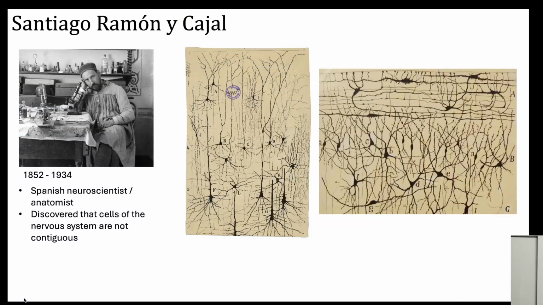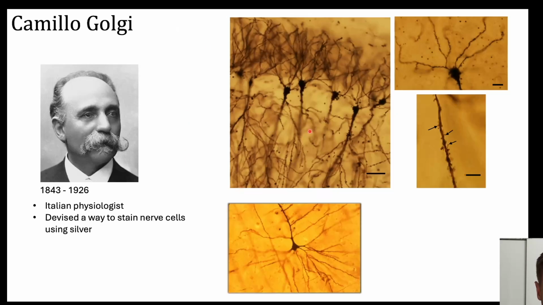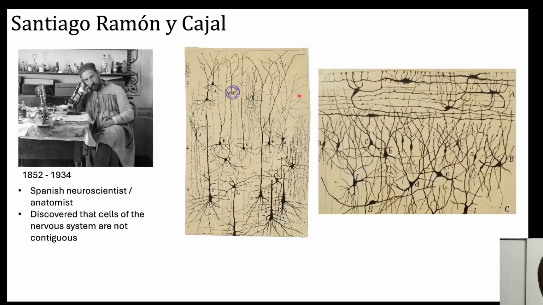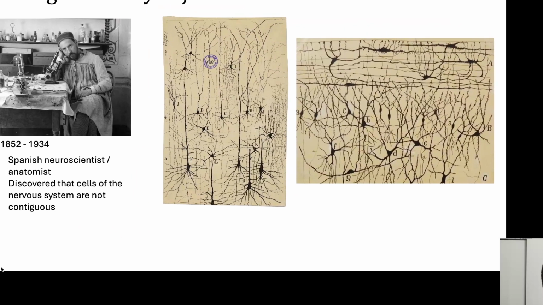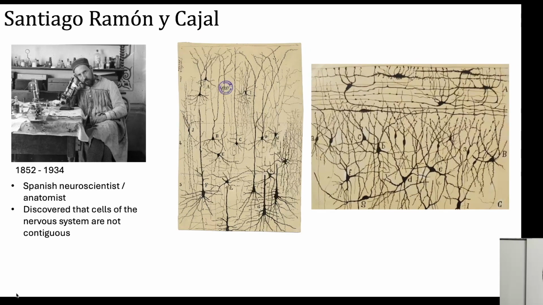And you can see that they look pretty similar to these microscopy images, honestly, which is pretty wild. So here's, again, the microscopy images from a Golgi stain today. Here's what Ramon y Cajal was drawing back in the day. And so what he discovered from his observations is that the nerves of the nervous system are not touching.